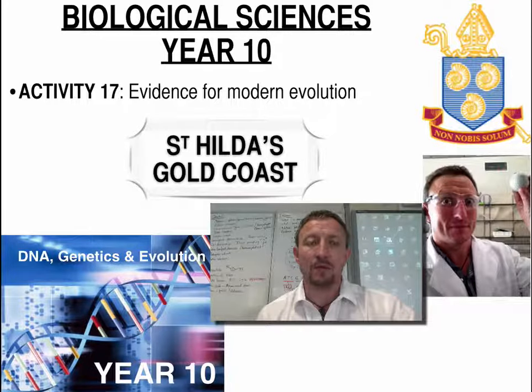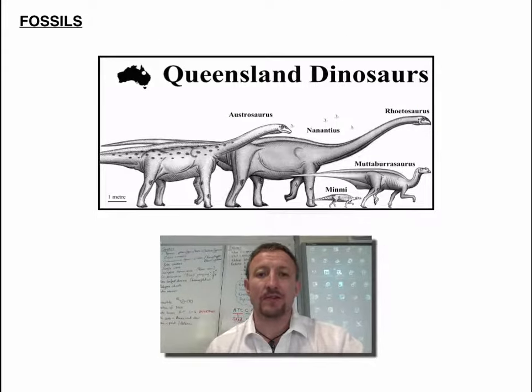In this video what we're going to be looking at is the evidence for modern day evolution. Now there are four main pieces of evidence that we're going to be looking at in this video. That is fossils, formation of fossils, biogeography, comparative anatomy, and comparing DNA. So let's look at the first one, which is the concept of fossils.